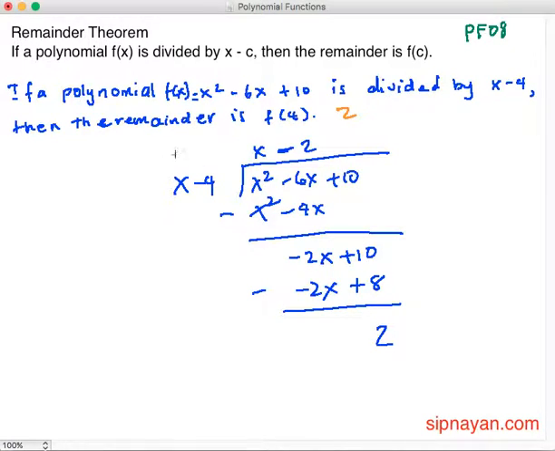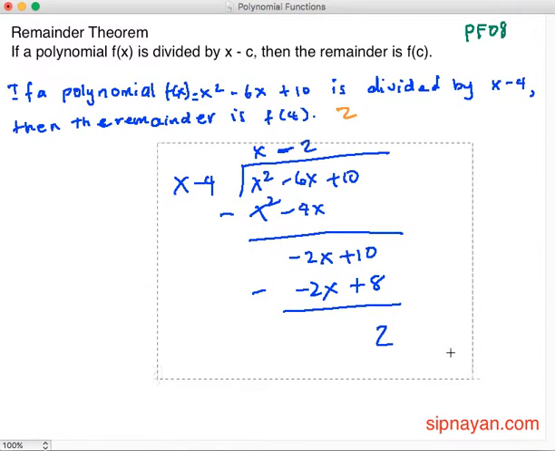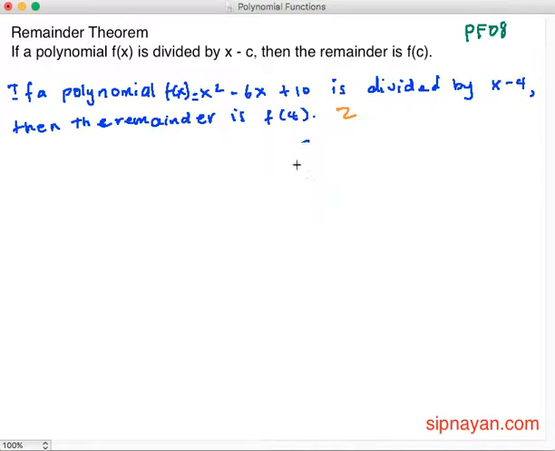Now, paano kung ang remainder naman ay 0? For example, what is x squared minus 7x plus 10?